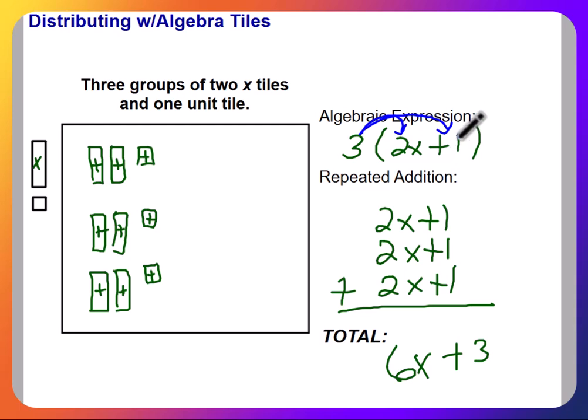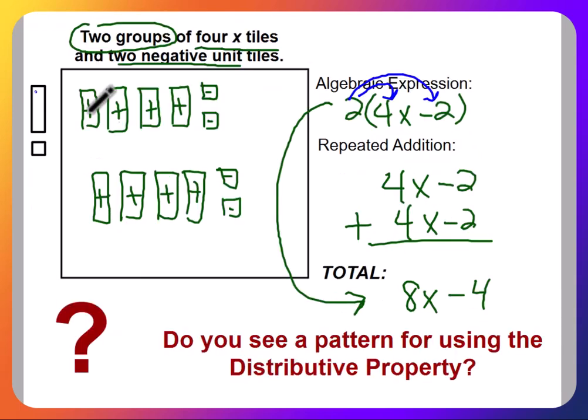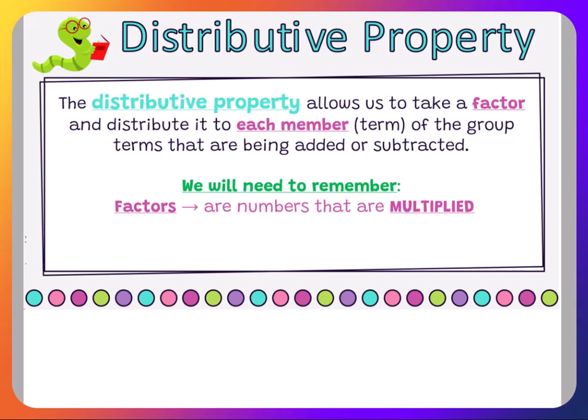Remember, we already learned about terms, right? We're taking the 2 and we're distributing it to each term inside the parentheses. So the distributive property allows us to take a factor and distribute it to each member or term of the group, terms that are being added or subtracted. One thing we need to remember is factors. Factors are numbers that are multiplied together.